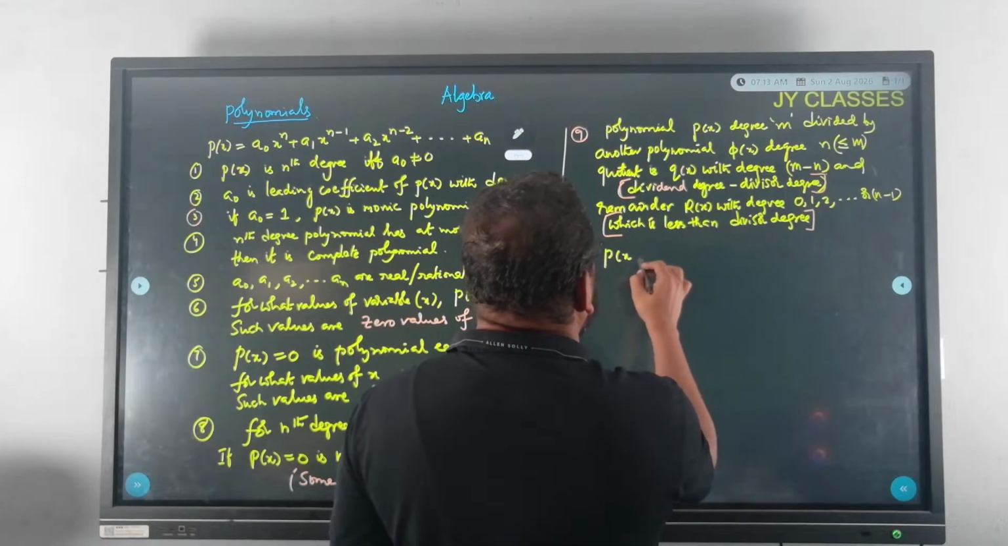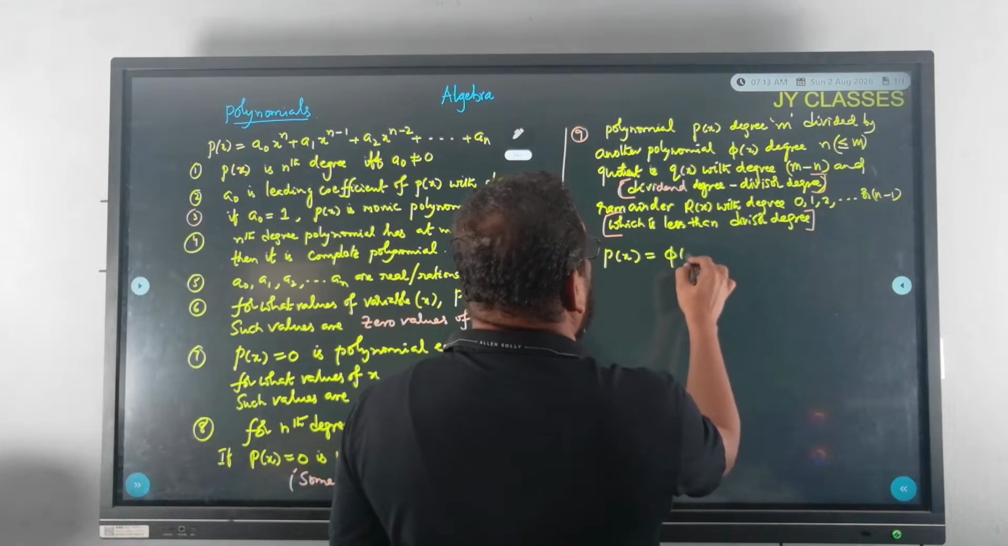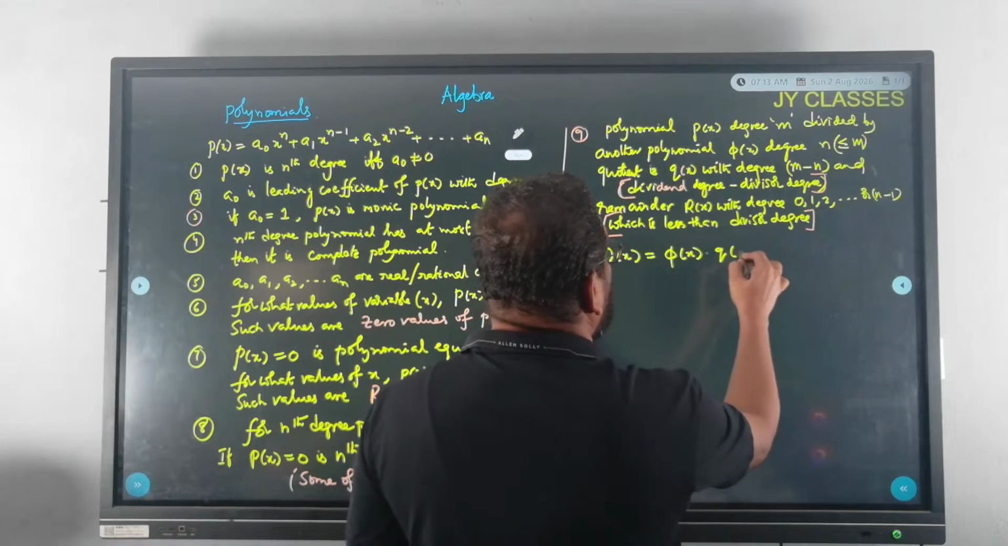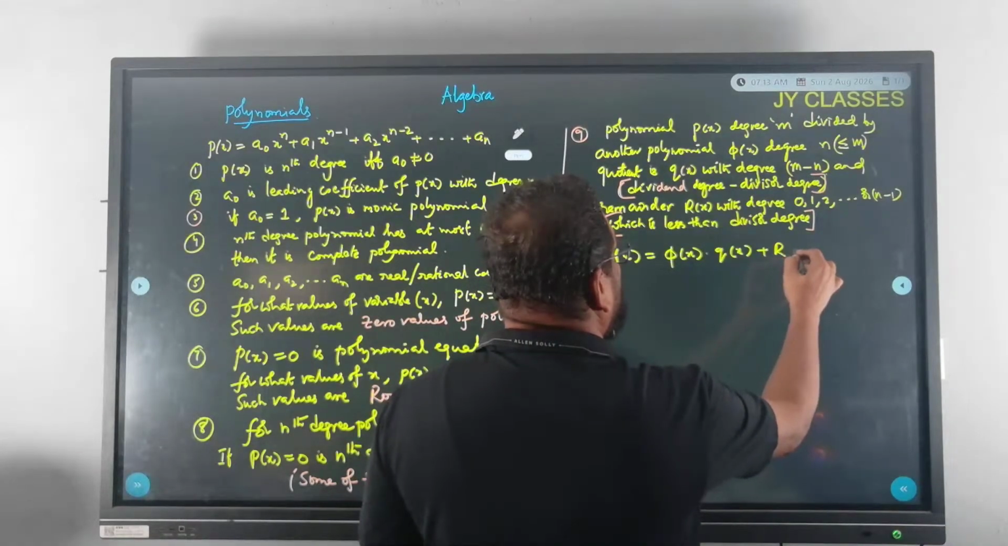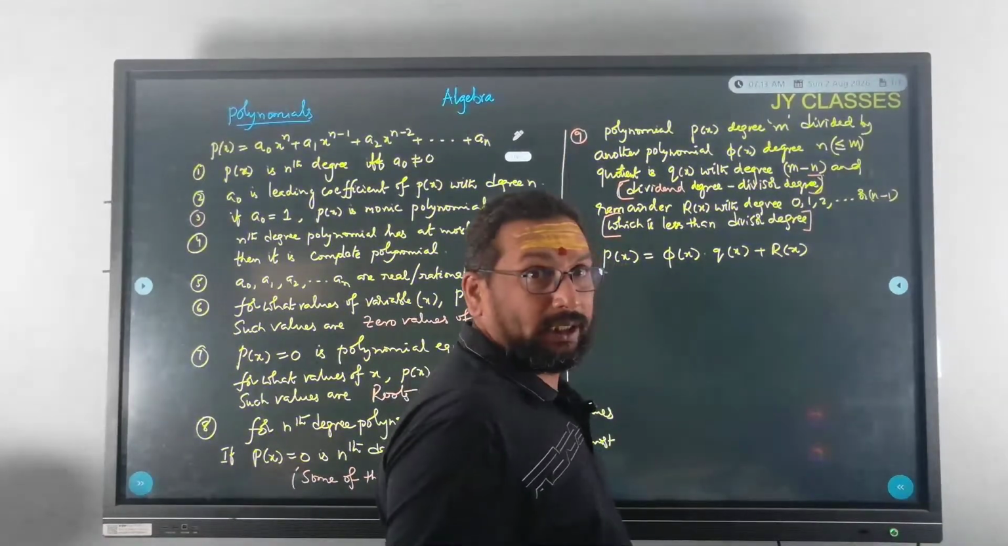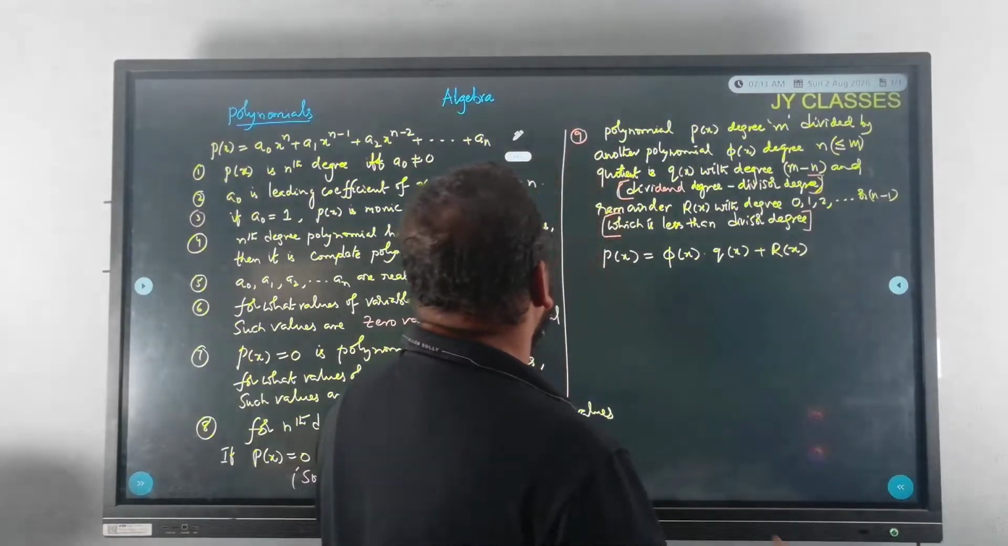So what is the division algorithm now? P of x is equal to phi of x, the divisor, into q of x, the quotient, plus r of x. This is the division algorithm.